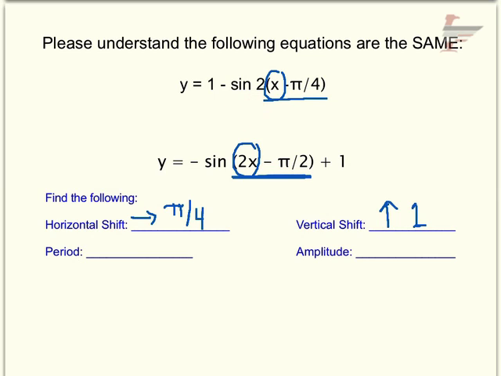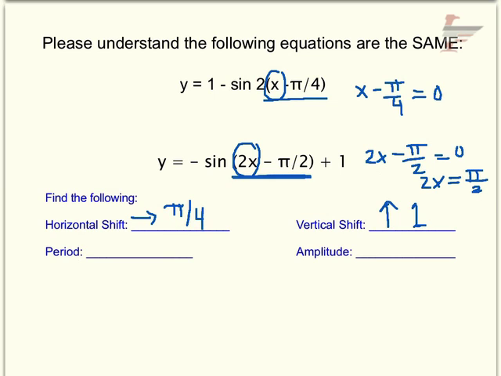The 2 was out front there, but inside the parenthesis here. So basically, whatever's inside this parenthesis, you take that quantity and you set it equal to 0. Well, that gives me pi over 4. But here, if I set that equal to 0, I get pi over 2, and then I have to divide by 2, and I get pi over 4. So I'm still going to get this horizontal shift to the right pi over 4.